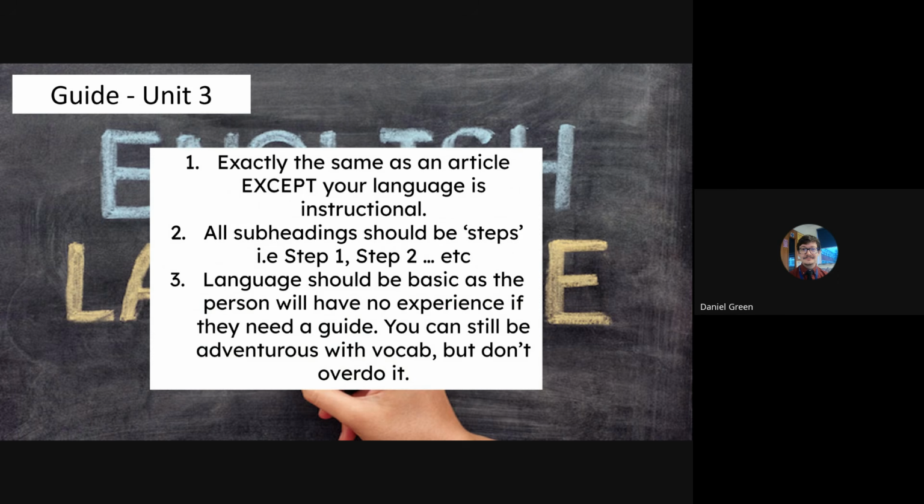Guides. Okay, now guides, I can't remember if guides have come up. I don't think they have, so this could be another red flag one. But it's the same as an article, except your language is just very instructional. So you're telling somebody what to do. All of your subheadings should start with steps, like step 1, dash, and then tell me what that step 1 is, okay? So that way you're giving instructions the whole time.